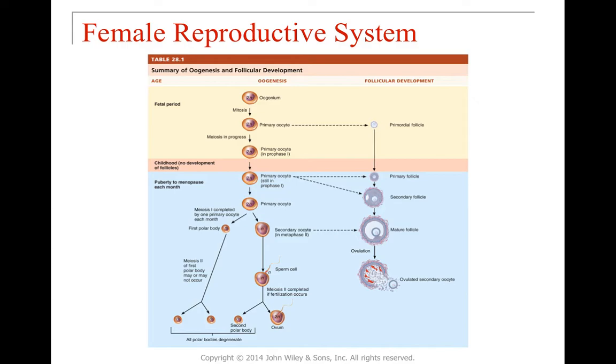So that very first stage, where we went from the oogonium to the primary oocyte, the primary oocyte halted in prophase 1. So we got through the very first stage of meiosis and then stopped at prophase 1. And we stopped there from the fetal development period all the way through childhood until we hit puberty, and then again it ends at menopause.